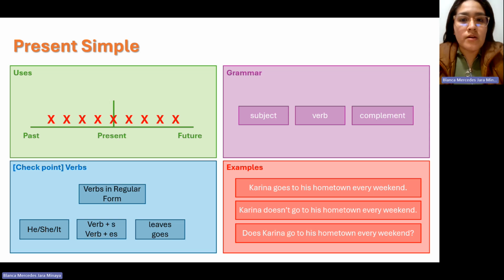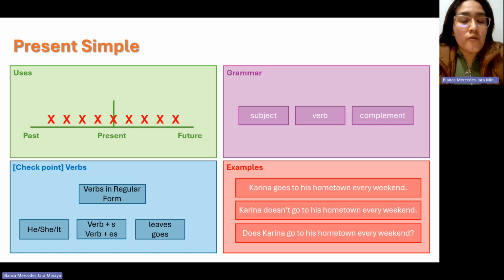Today I'm going to talk about the different tenses we learn in this level. I'm going to start with the present simple. We use the present simple to talk about habits, repetitive actions, general truths, and scheduled events. What about the grammar?